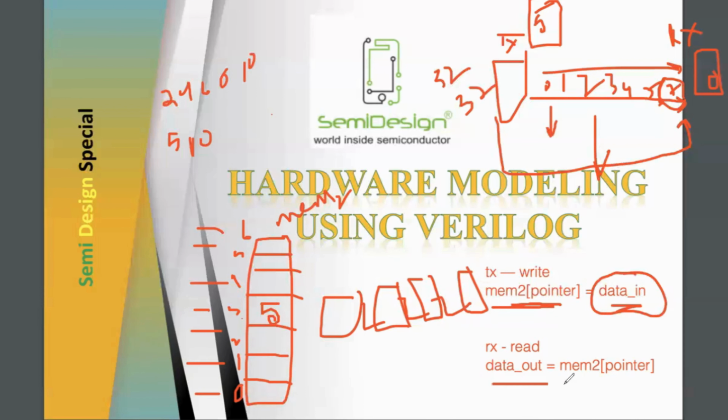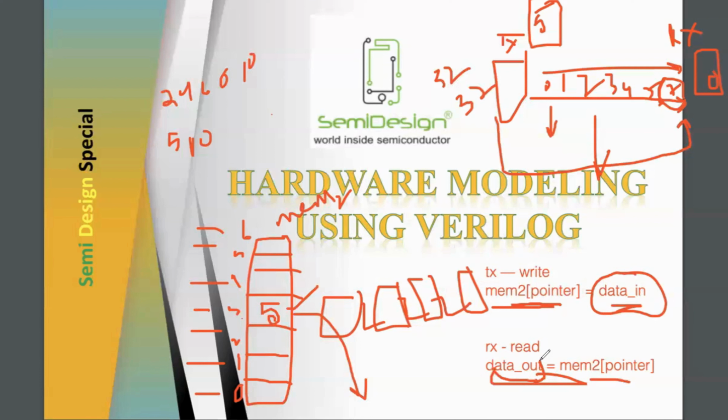Reading the data means what? Retrieving the data. That means getting the data from memory to the output side. So data out is equal to mem2 of pointer. Mem2 of pointer is maybe the third location or fourth, whatever the location. From that particular location, we are getting the data that will be sent to the data out. So this is the write and read operation of memory.